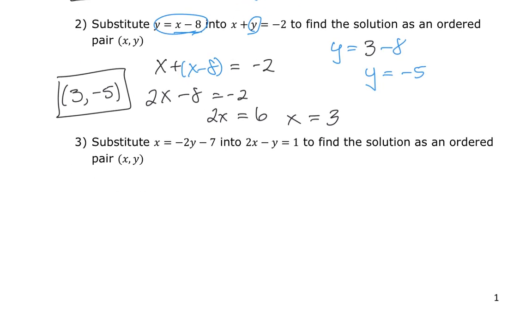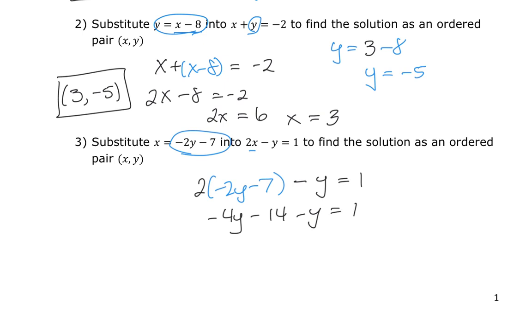Okay, so now I'm going to go ahead and do this next substitution. Wherever I see x here, I'm going to replace it with this entire value. So I have 2 multiplied by negative 2y minus 7 minus y is equal to 1. So now I'm going to distribute the 2 through. So I got negative 4y minus 14 minus y is equal to positive 1. Negative 5y minus 14 is equal to positive 1. I'm combining up like terms, moving the 14 to the other side. So I get negative 5y is equal to 15. So y is equal to negative 3.